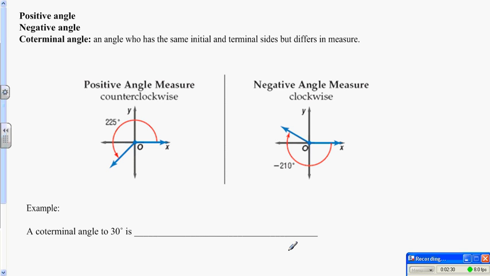So if we talk about rotation, then we also have to discuss direction of rotation. We have in our mindset clockwise and counterclockwise, and how does that pertain to trig? Well, if we take a ray and rotate it counterclockwise, that is called a positive angle movement or measure. If we rotate it clockwise, we have a negative rotation. So here we went counterclockwise and we got a positive 225 degrees. Here we went clockwise and got negative 210 degrees.